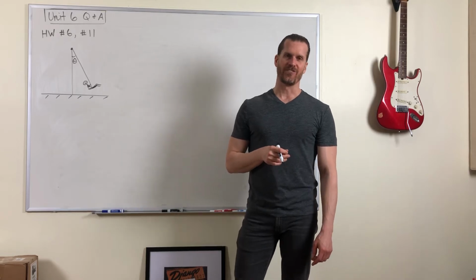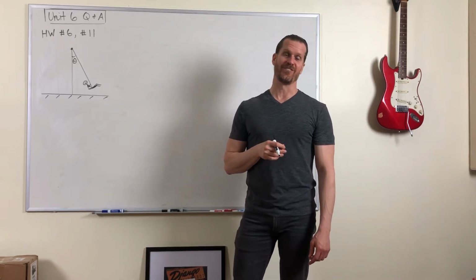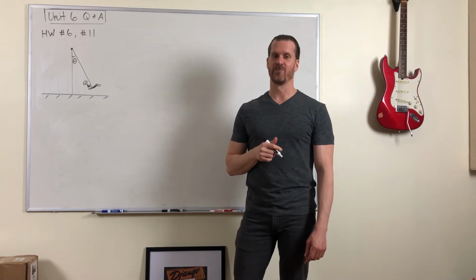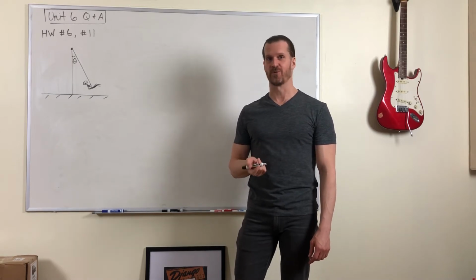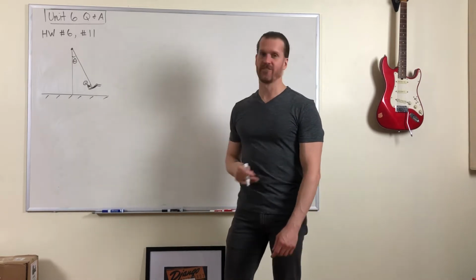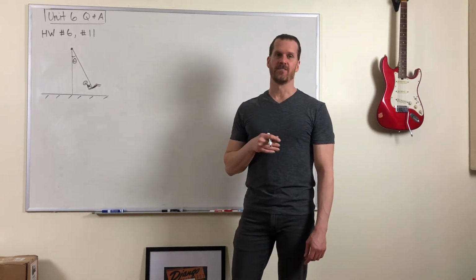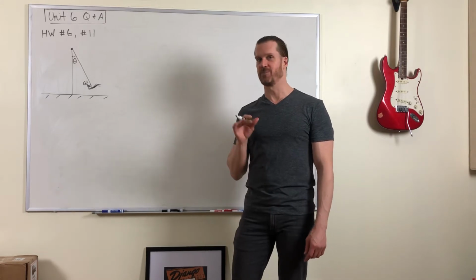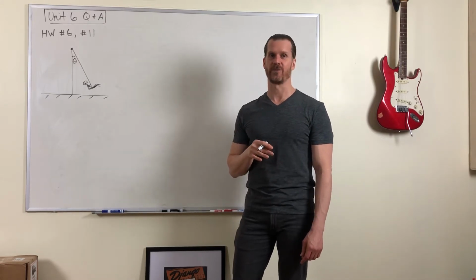Okay, it's time for questions and answers on Unit 6. I'm going to start out with a homework problem, actually two homework problems, but they have the same setup. It's a person or a child that's on a swing, and we need to know the gravitational potential energy of the child on the swing.